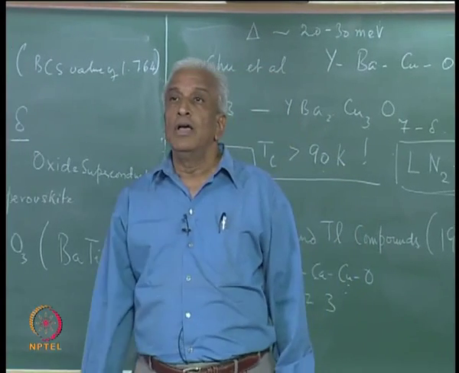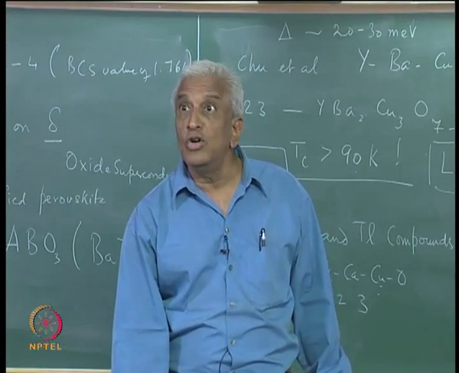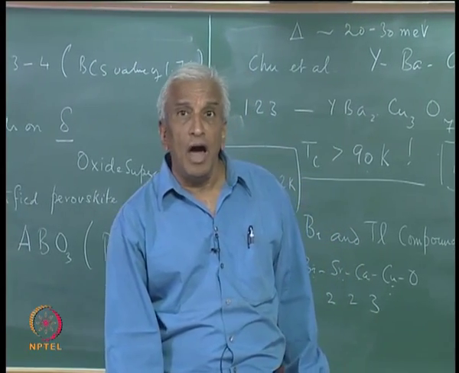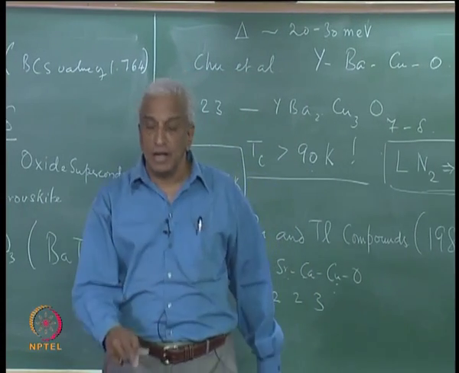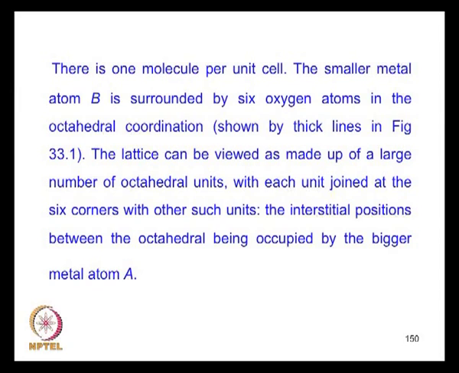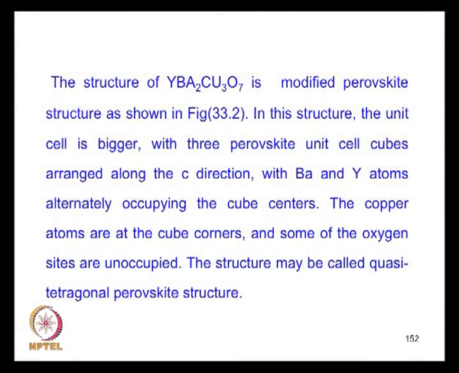So, you have the lattice which can be viewed as being made up of a large number of such octahedral units, with each unit joined at the 6 corners of the octahedron with other such units, and the interstitial positions between the octahedra are occupied by the bigger metal atom A. So, that is the basic cubic structure.